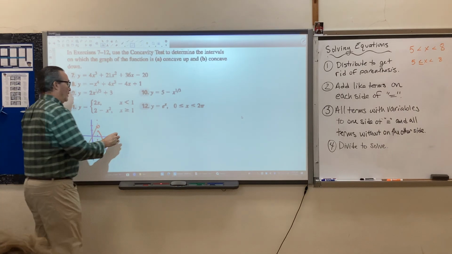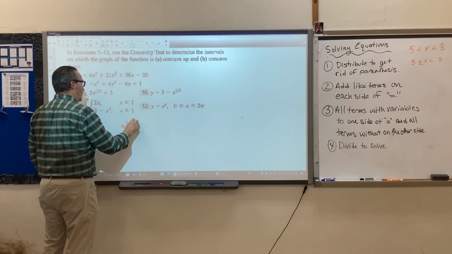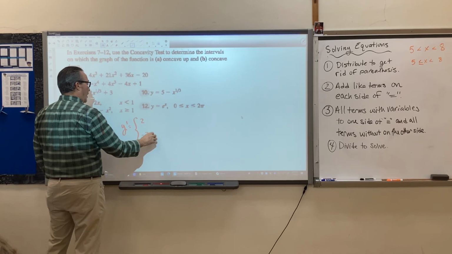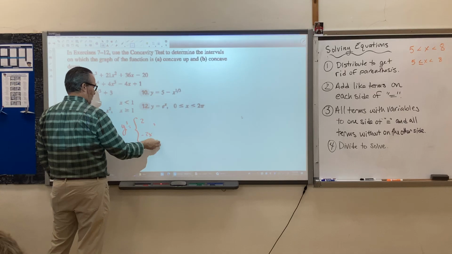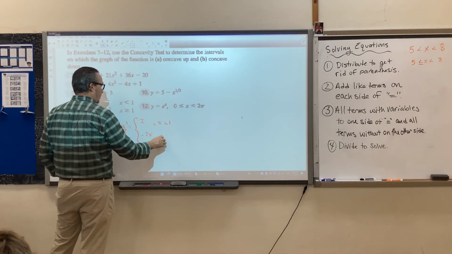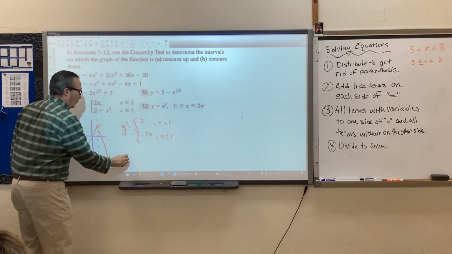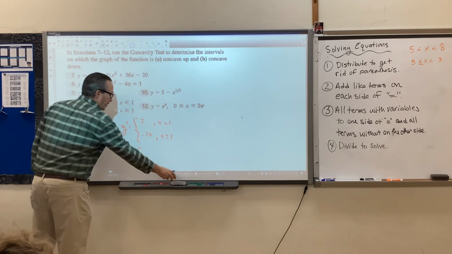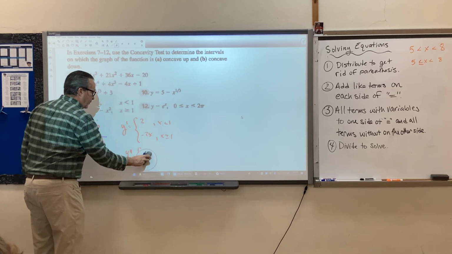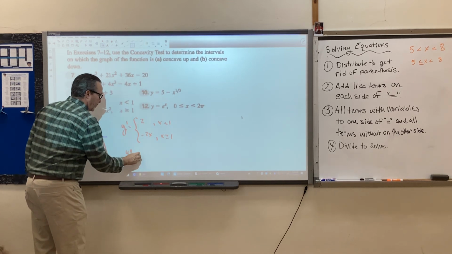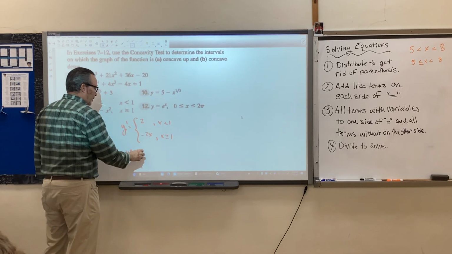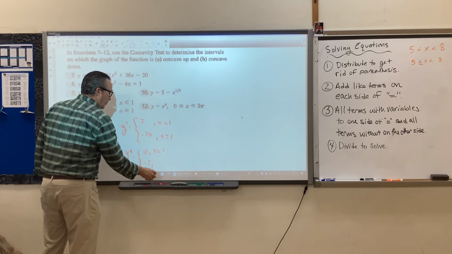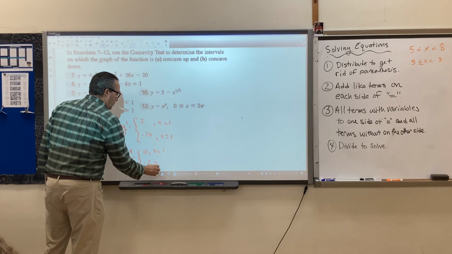Here's the concavity test. So y prime is 2, negative 2x, for x less than 1, and x greater than or equal to 1. Y double prime is 0 and negative 2.